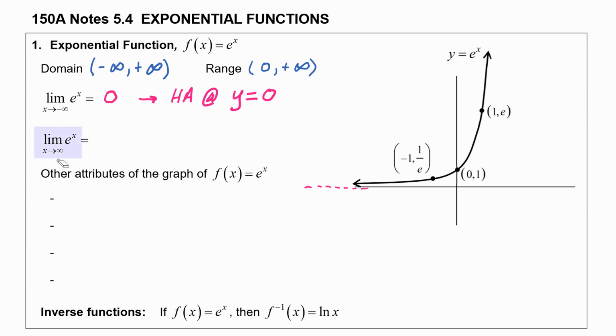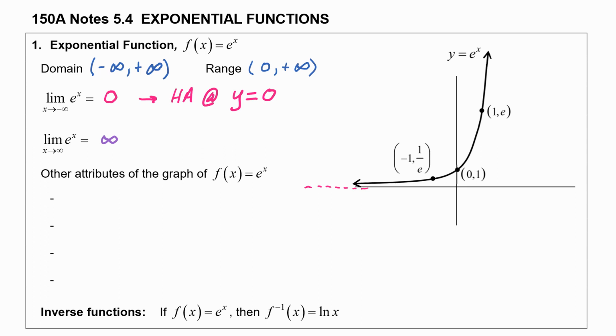Now the limit as x goes to +infinity of e to the x, as x gets bigger, y gets huge, so that is infinity, so there's no asymptote going on the positive side.